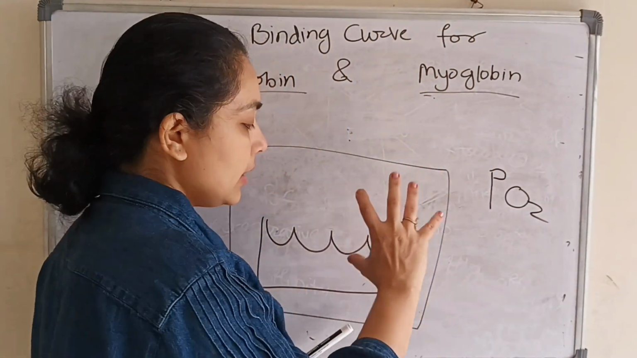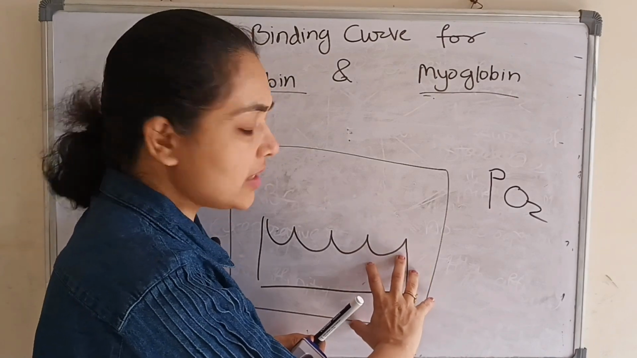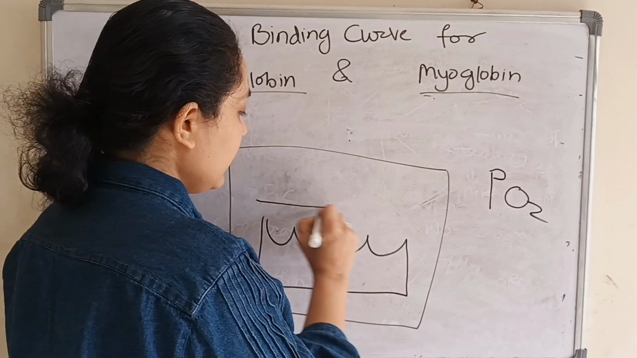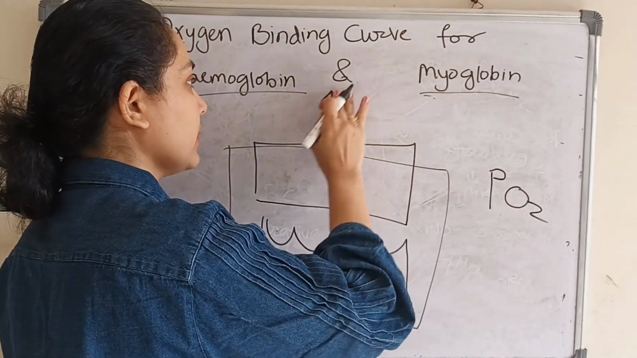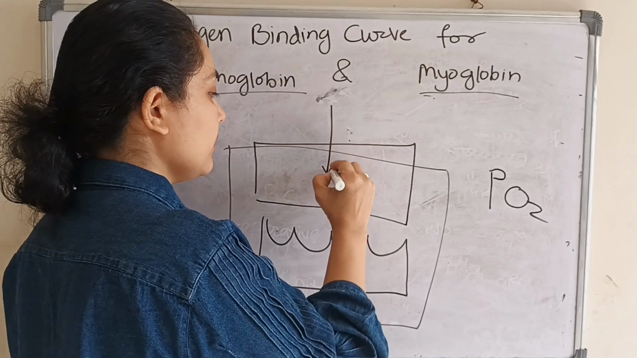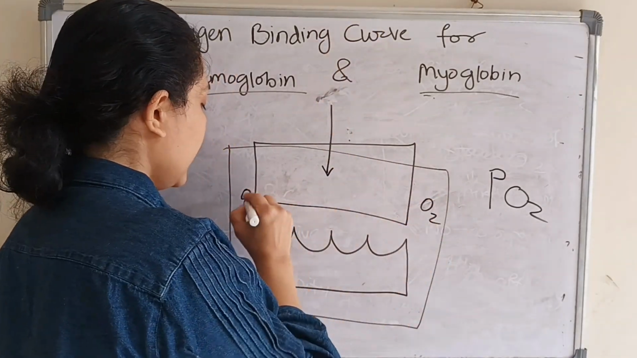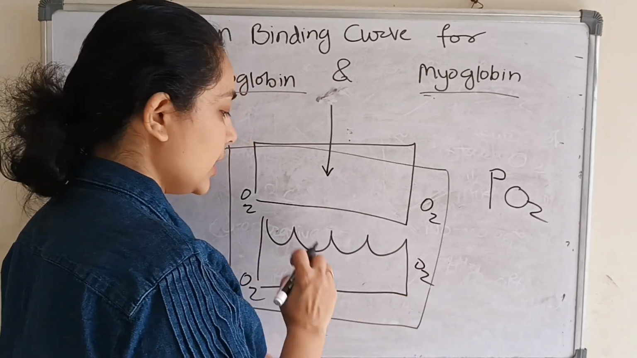So here suppose, as a standard, we can say that 12 to 15 grams of hemoglobin is present in this mixture, in some beaker, and we apply the pressure in this direction, and here the dissolved oxygen is present. Okay, oxygen is dissolved in the mixture.